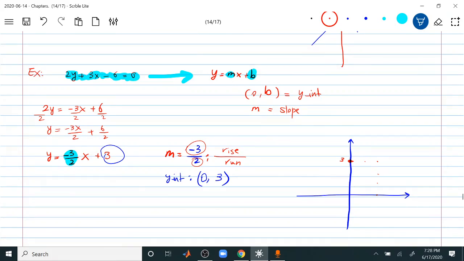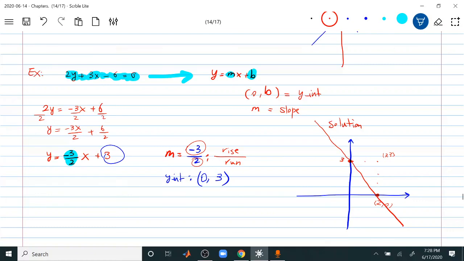From the location (0, 3), if I start and move 2 units right, I'll get to (2, 3). Then if I start moving down 3 units, I'll end up at (2, 0). This is where I'll end up, which means that I'm on the x-axis. If I find the next point by doing this slope movement, 2 units right, 3 units down, then I have 2 points. Draw the line passing through those 2 points. And what do I have at the end? I have this. This is my solution.